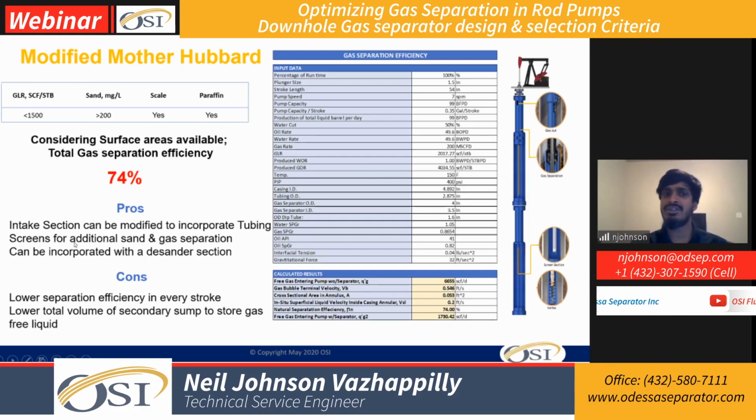Adding an intake section with a screen helps in the overall coalescence, and also in wells where gas isn't the only issue and we also have severe sand or chemical issues, we can help with screens based off of whatever we are seeing. We need to make sure we analyze and make this whole system not only a good modified Mother Hubbard style, but also a two-stage sand filtration system. So that is one of the pros, that we can incorporate this design with it. And again, this number can be improved by adding a gas vent right above the separator, improving the overall efficiency of the system.